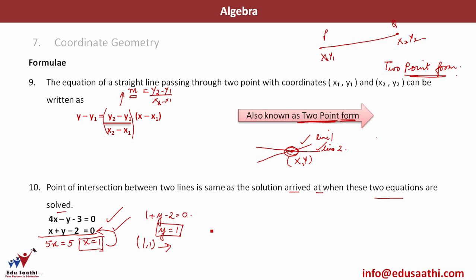You can put it in the equation: it will be 4 minus 1 minus 3, which is actually equal to 0, and it will be 1 plus 1 minus 2, which is also equal to 0. So this (1, 1) is a common solution to both the equations.